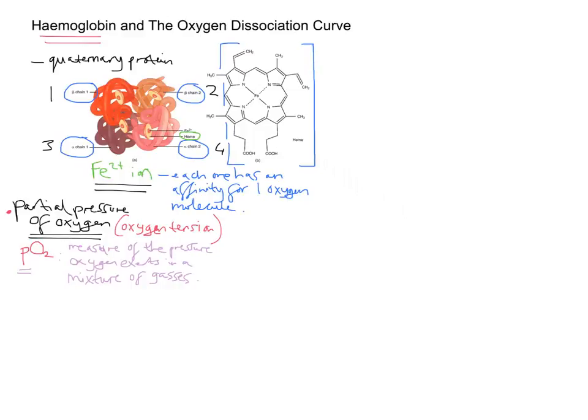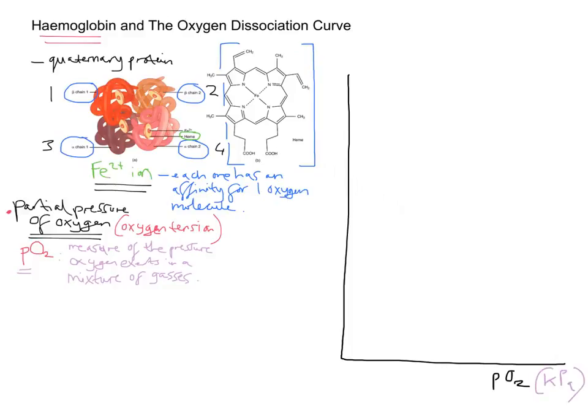So I want you to imagine we've got a graph like this. We'll take most of the page. We're going to have the PO2, the partial pressure of oxygen, on the bottom. And we'll put the units, because that has a unit of kilopascals. Remember, it's a pressure, and pressure is measured in pascals. We're going to have the percentage saturation of hemoglobin as our y-axis. So we're going to put it here.